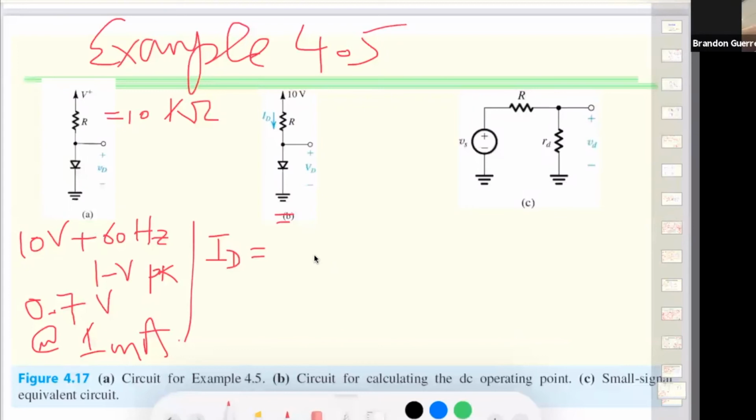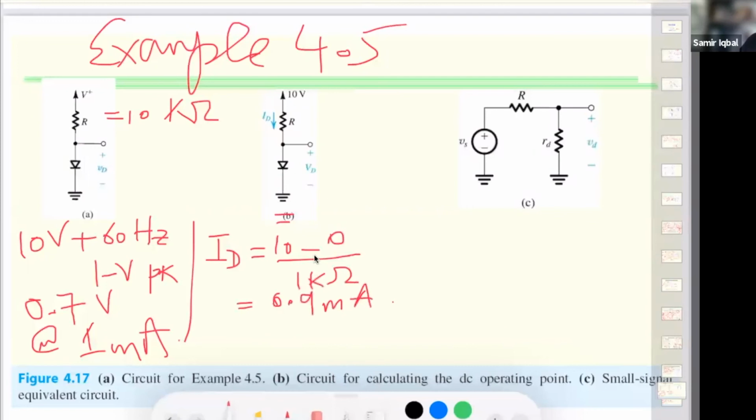Would it just be the 10 volts divided by the 10K ohms? 10 minus 0.7, yeah, you're right. We take care of the ground and the resistance. Very good, 9.3 volts over 10 kilo ohms, and that's just 0.93 milliamp. So this is close to 1 milliamp.